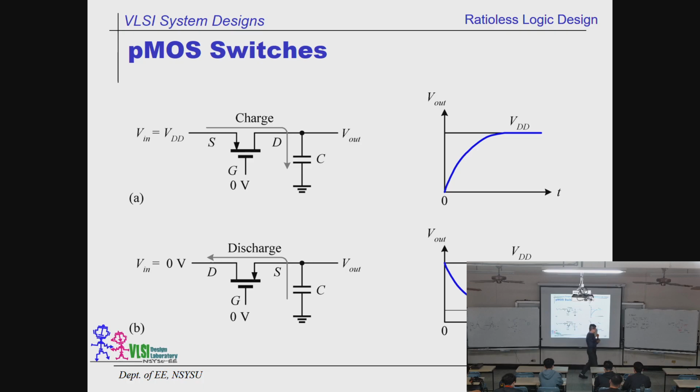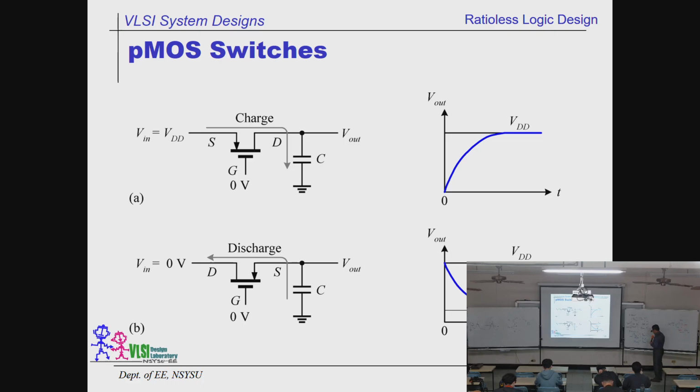So for the P device, it's totally the opposite. Pass 1 and pass 0. This is bad. This is good. You got a strong 1, but a poor 0. Because you cannot use it to discharge the capacitor totally to the ground. It's impossible. So now we have a conclusion.